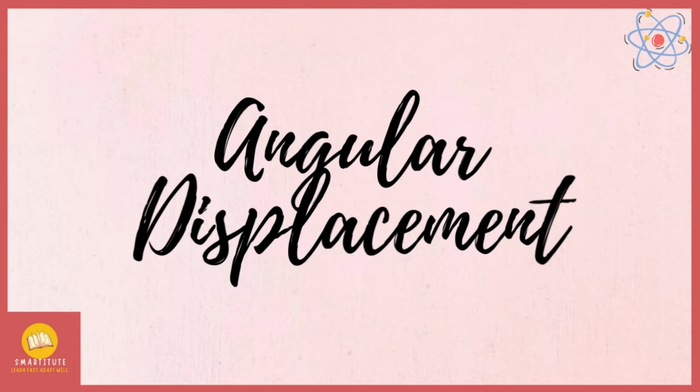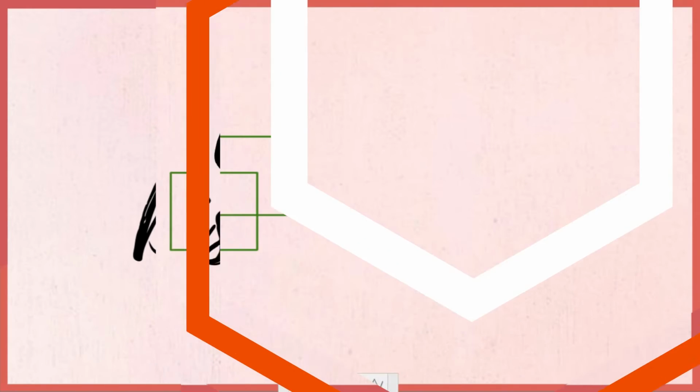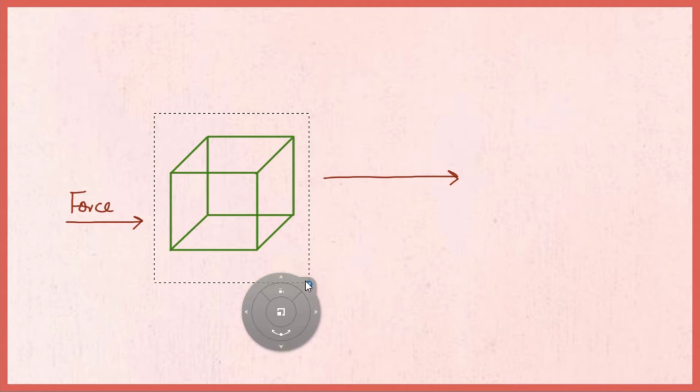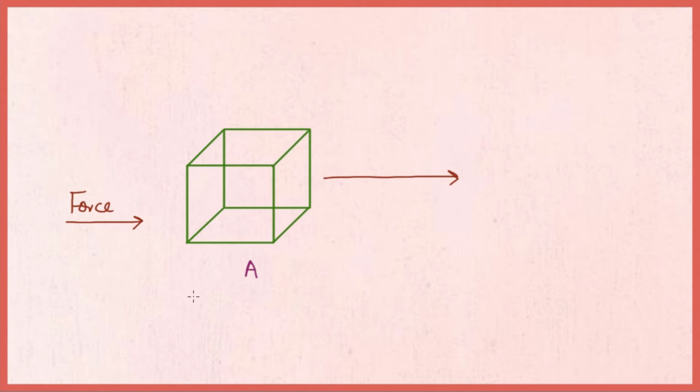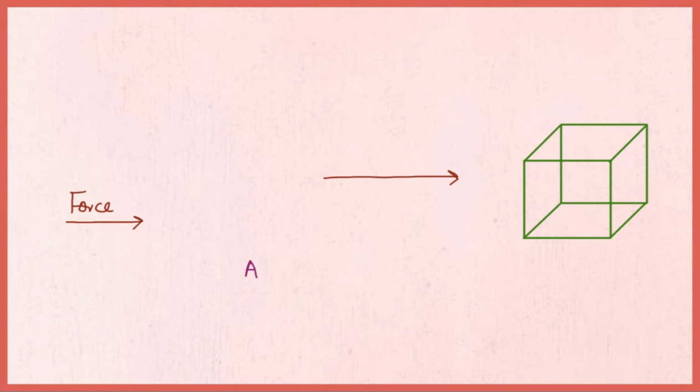Angular displacement. Imagine a box on which a force is applied. The force F is applied to the right. The box under the action of force moves towards the right. Let the current position of the box be point A. After the force moves the box, it changes its position to point B.